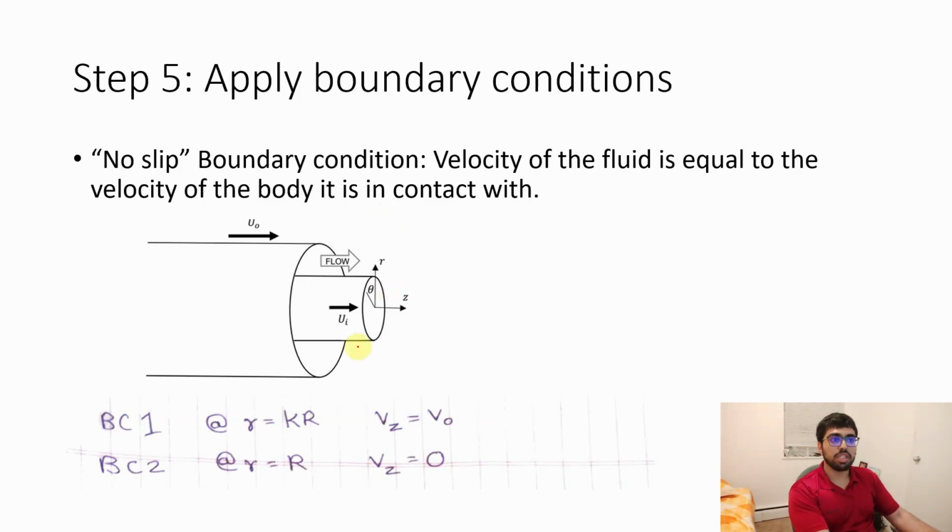So what does that mean? So at r is equal to kappa R, right? The fluid is in direct contact with the moving cylinder, and Vz will be equal to V0. The axial velocity of the fluid will be equal to the velocity of the cylinder. And similarly, at r equals capital R, which is this one, the velocity of the fluid will be 0 because the cylinder is stationary.